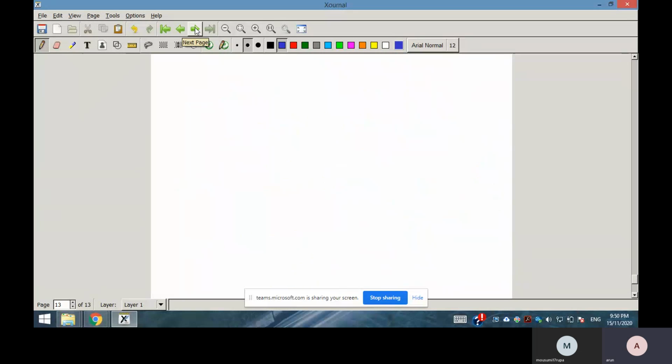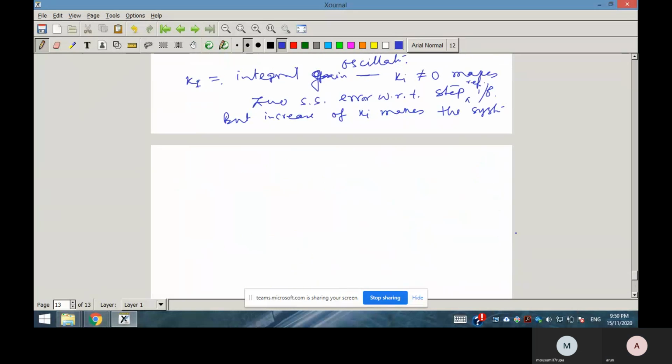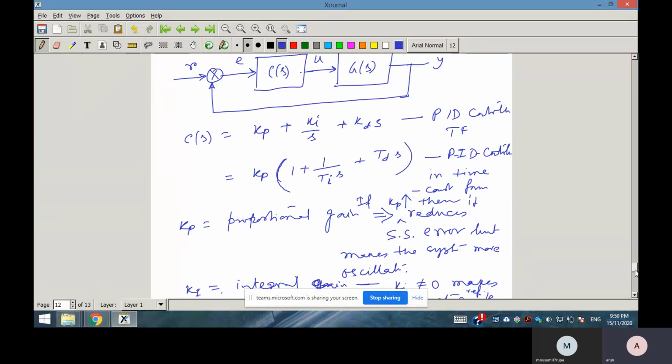Makes the system sluggish. But what will happen if you increase Ki, the integral action? Suppose TD equal to 0, and Kp you have kept fixed. Then what will happen? What is the zero location of the controller?